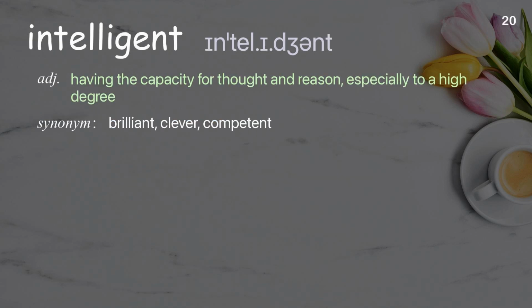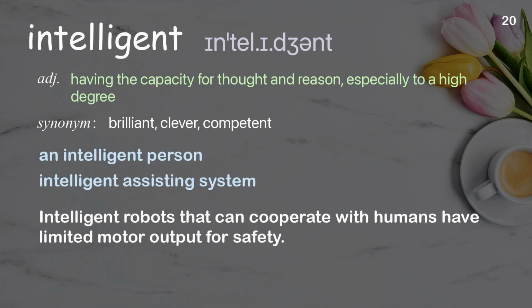Intelligent. Having the capacity for thought and reason, especially to a high degree. Examples: An intelligent person, intelligent assisting system, intelligent robots that can cooperate with humans have limited motor output for safety.